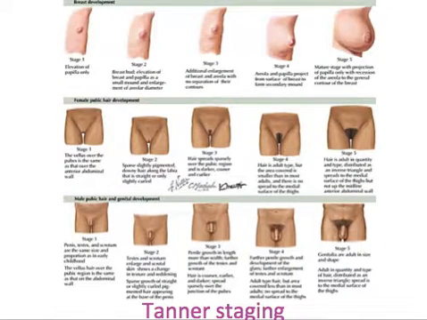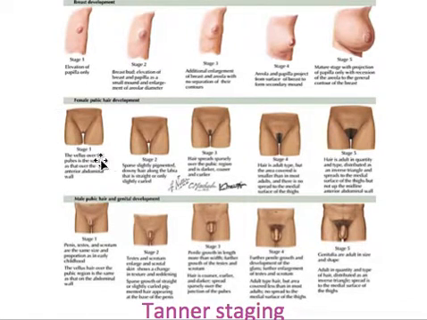So this is an illustration of your Tanner staging in your female. So please concentrate here. For breast development, you will see the development of your breast bud, and then there will be an additional enlargement until you have the mature morphology of your breast. Of course, the sizes will vary, which can be affected mostly by genetics.